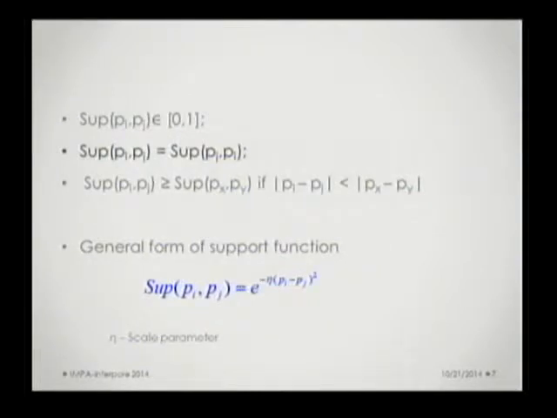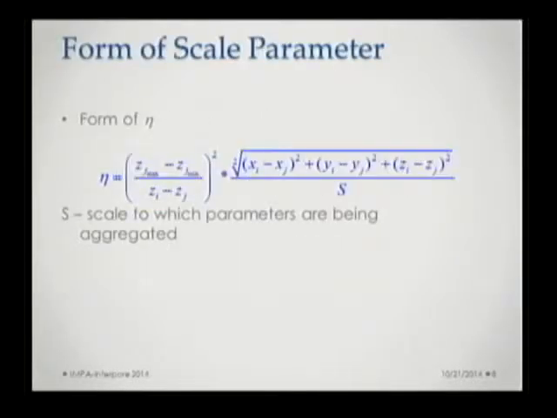Right? And this is where it gets its name from. The form of that support function is a power law. Right? And here, this eta is what we would consider as a scale parameter, and for that, we used this formulation. Right? So the scale parameter is here a factor of the elevation difference between the two locations, and also the linear distance between the two locations being considered for scaling as a function of the scale to which we are upscaling.